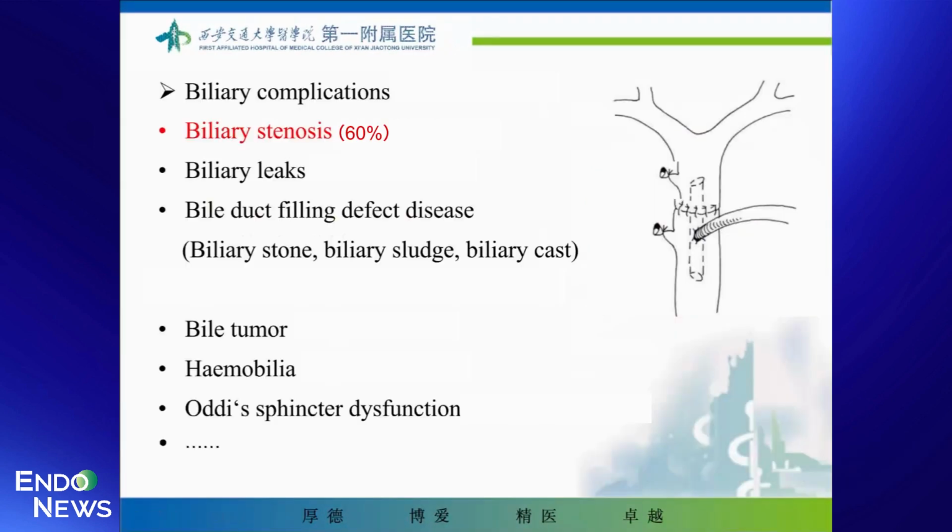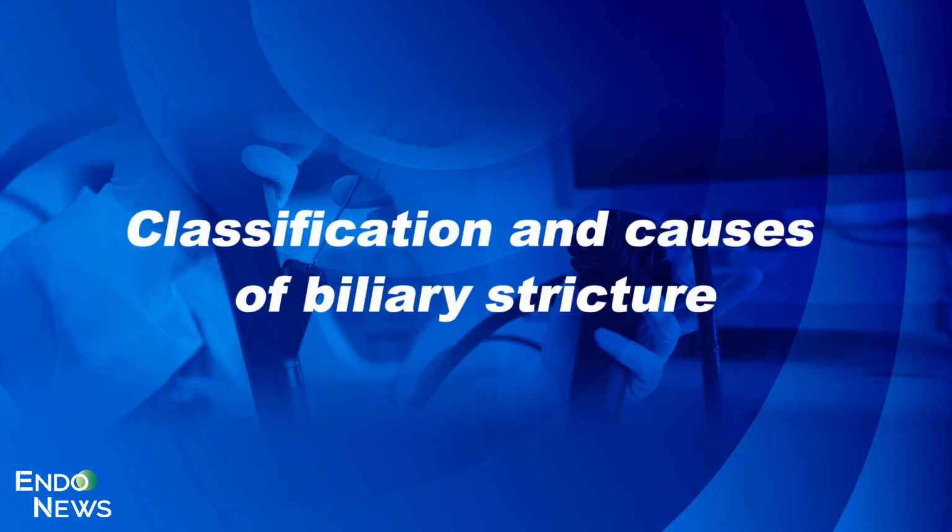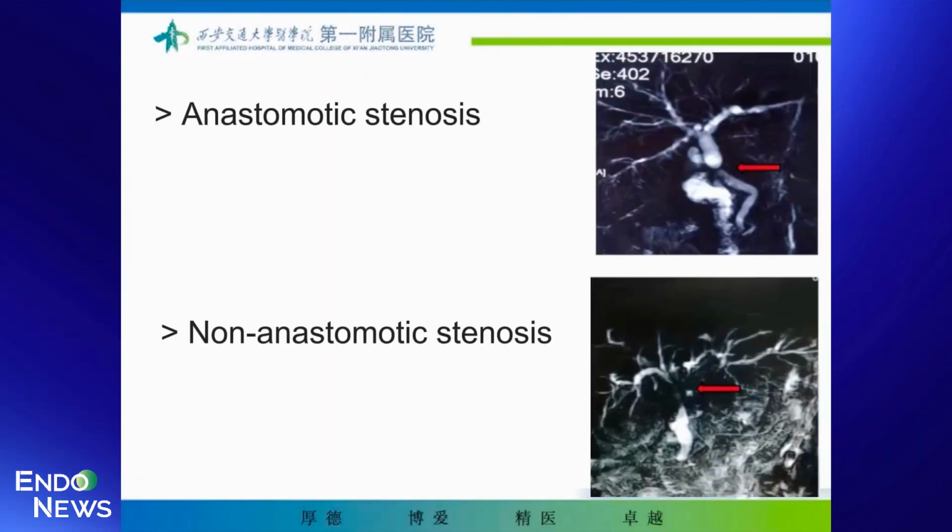Okay, the biliary complications include stenosis, leak, bile duct filling defect disease, and so on. Bile duct stenosis accounts for about 60%. We usually divide bile duct stenosis into anastomotic stenosis and non-anastomotic stenosis, and their causes are different.